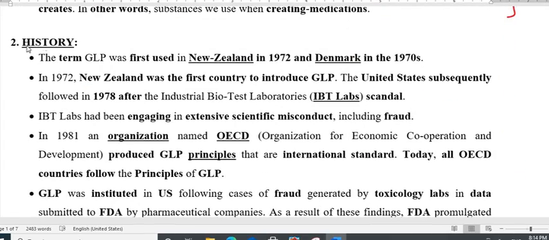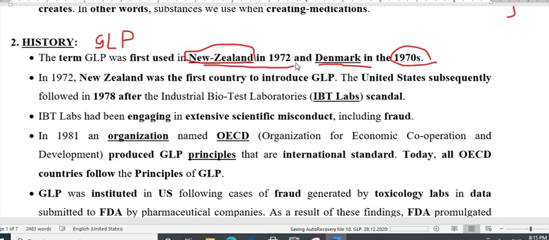Now we have to go through the history of the GLP, how the term came into existence. Regarding GLP, the words good laboratory practices were first used in two countries, or rather you can say one country, but I found mention in two countries, New Zealand and Denmark. The term GLP came into existence in the 1970s, and in New Zealand in the year 1972 they used the word GLP.